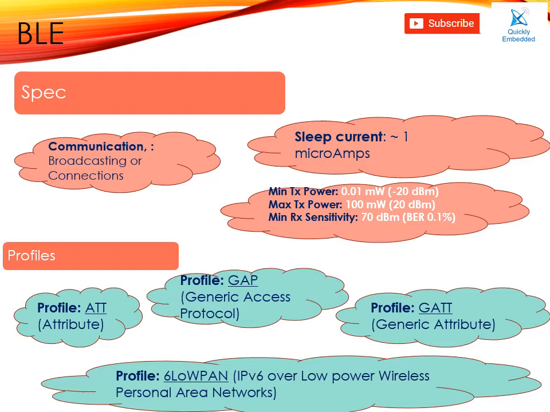And 6LoWPAN allows IPv6 over low power wireless personal area networks. An alternative to GATT is to use TCP/IP based communication with 6LoWPAN. This technology can be used to compress the IP messages sent over BLE to save on size requirement and power consumption. So this is a little bit about the profiles supported in BLE.